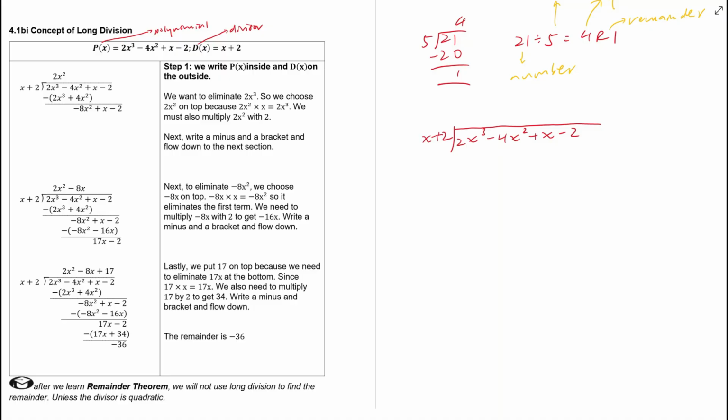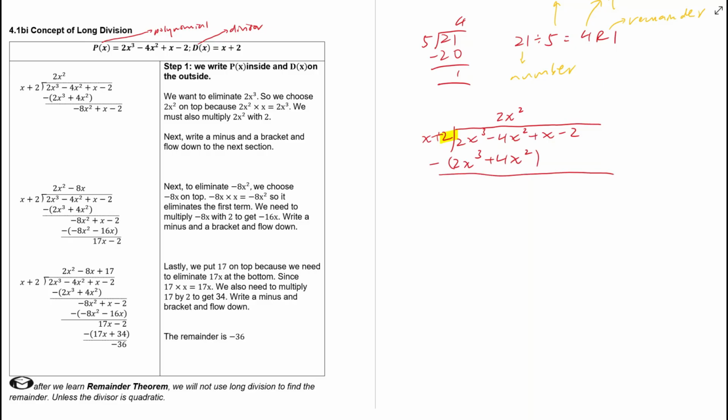Okay, our first step of long division is to always eliminate the term with the highest x power. So in this case, it will be 2x cubed first. Now how do we eliminate 2x cubed? We have to work backwards. What times x will give you 2x cubed? 2x squared. So 2x squared will be the first term in our quotient. Now we have to bring it back down. So 2x squared times x, 2x cubed, and then you cannot forget you have a 2 here. So 2x squared times 2 plus 4x squared. And you cannot forget to add your negative sign and brackets.